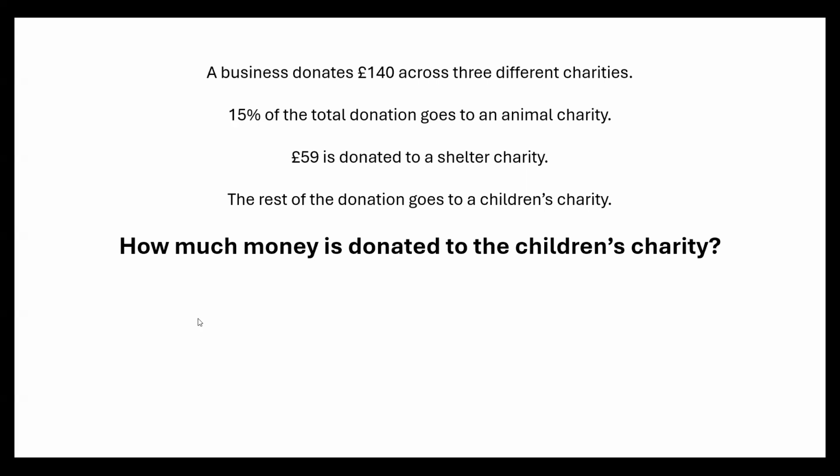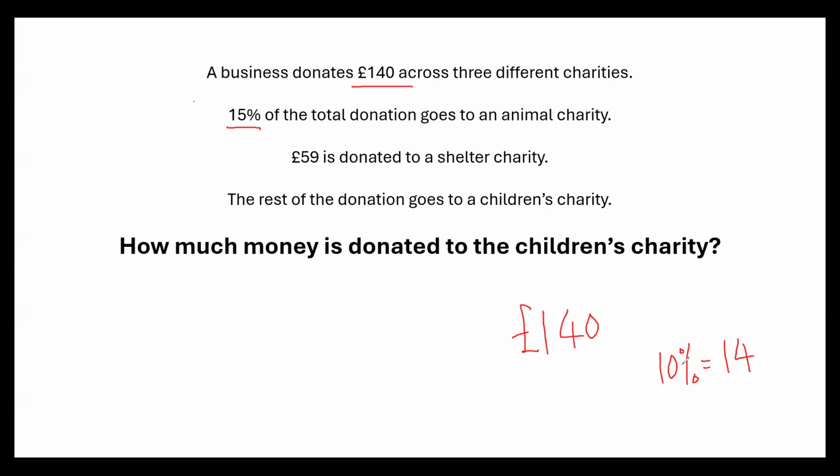So, a business donates £140 across 3 different charities. Now, the first part of this question says 15% of the total donation, so £140, goes to an animal charity. So we need to find 15% of 140. So here's my £140. I'm going to find 15% of it. So what would 10% of £140 be? Well, 10% would be, again, we're moving that decimal point to the left, aren't we? It would be 14, or £14.